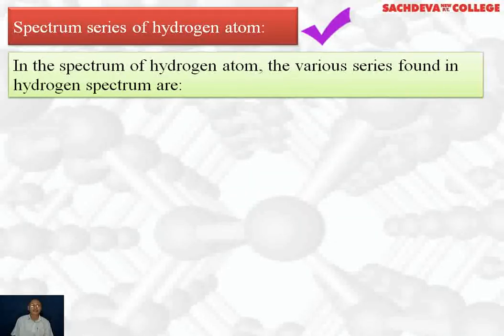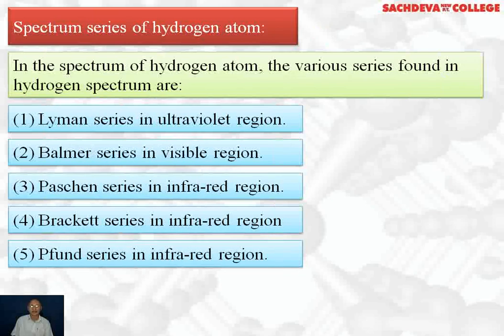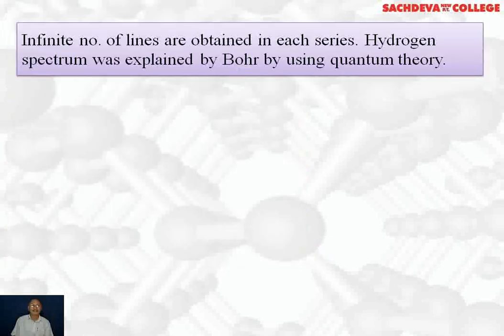Spectrum series of hydrogen atom. In the spectrum of hydrogen atom, the various series found are the Lyman series, which falls in the ultraviolet region, the Balmer series, which falls in the visible region, the Paschen series, which is in the near infrared region, the Brackett series, which falls in the infrared region, and the Pfund series, which falls in the far infrared region. Infinite number of lines are obtained in each series.